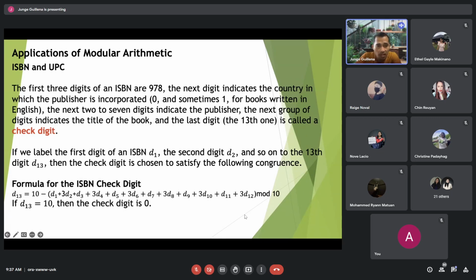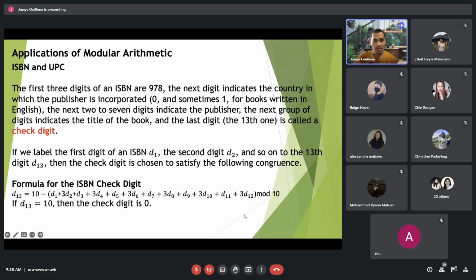You may notice that every even place number, the second, the fourth, the sixth, the eighth, the 10th, and the 12th places, is multiplied by 3. This comes from the idea that the first 3 digits of the ISBN are 9, 7, 8. You first find the sum within the parentheses, then divide that by 10, and whatever the remainder is, you subtract that from 10.